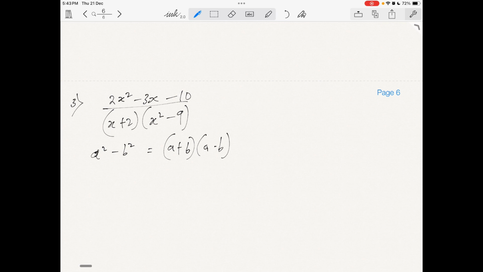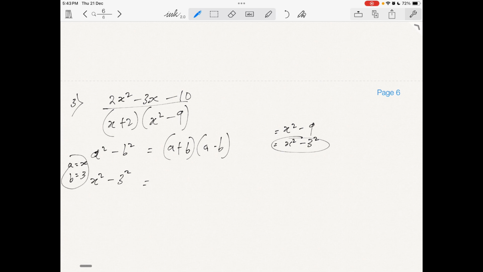Now x squared minus 9 can also be written as x squared minus 3 squared, because 3 squared is equal to 9. So if I write x squared minus 3 squared, I'm saying that my a is equal to x, and my b is equal to 3.